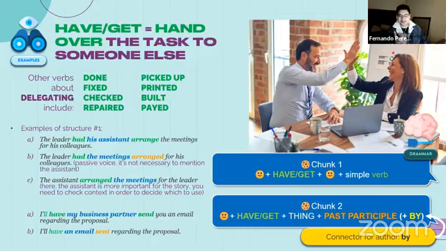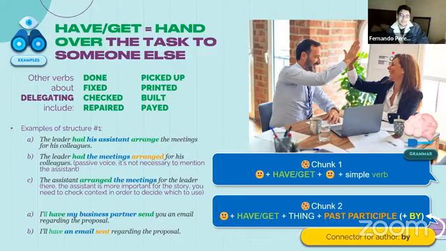You want to emphasize the object of the sentence, and then you are going to make a transition of priority. The most important information is now the object of the sentence, which in this case is the assistant. In the first example, the leader is the subject and his assistant is the object. And then in the third example, the assistant is the subject and the meetings are the object. There was a change of priorities.